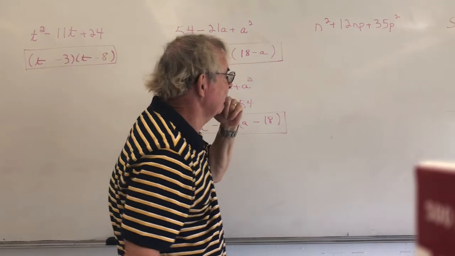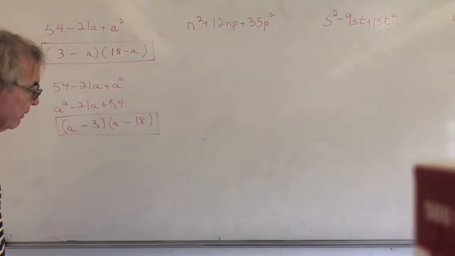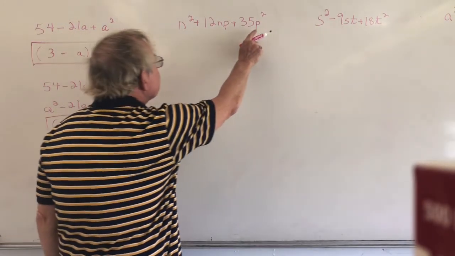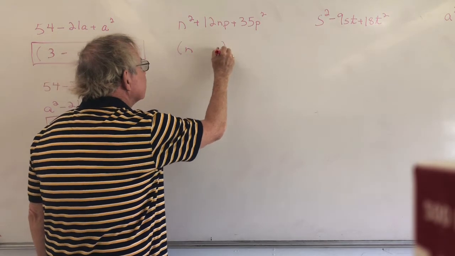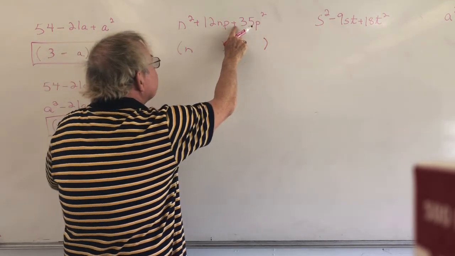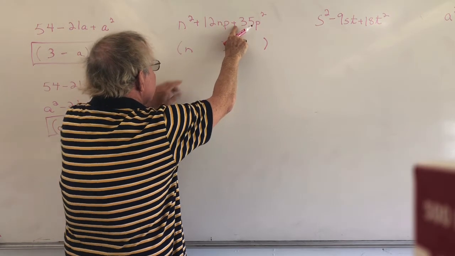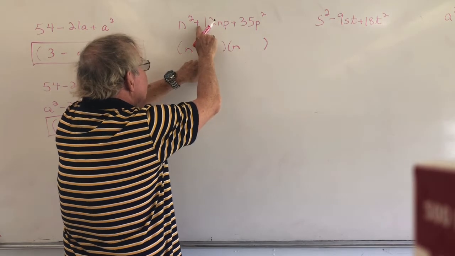Okay, our fourth example is two variables. No different. We just have a p there. So we have n and n. This sign's positive, meaning these signs are the same. They're either plus plus or minus minus, and that's what they are.